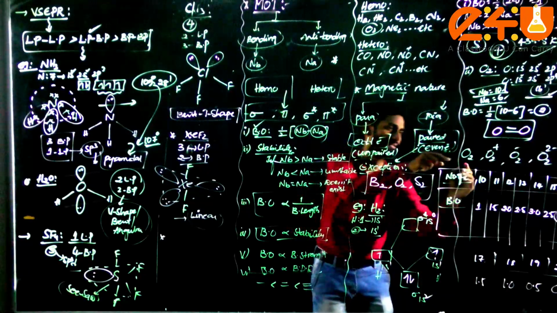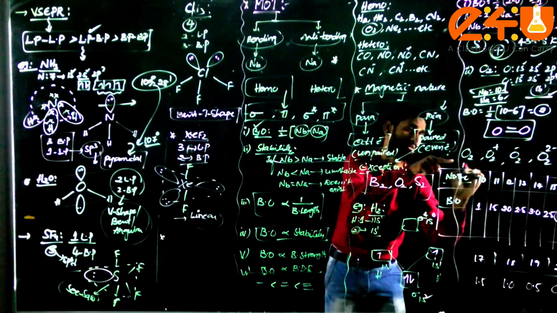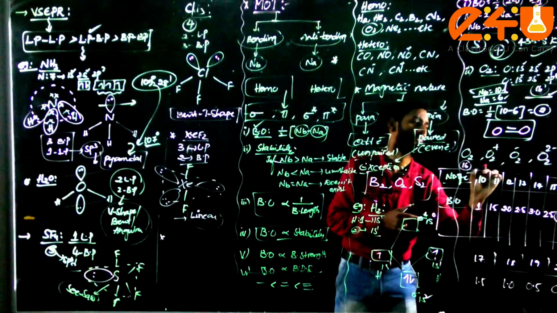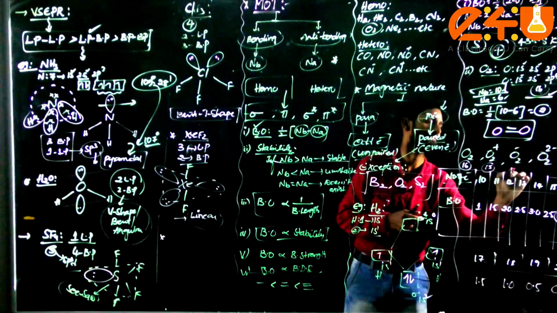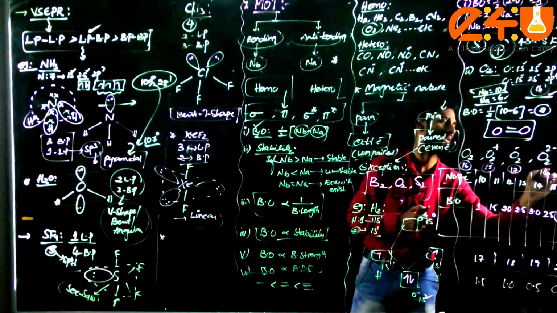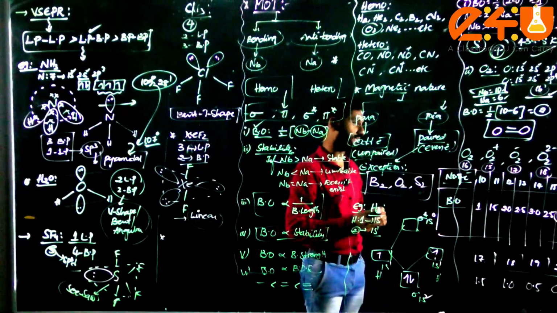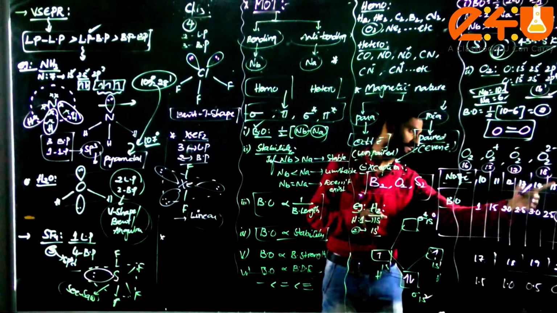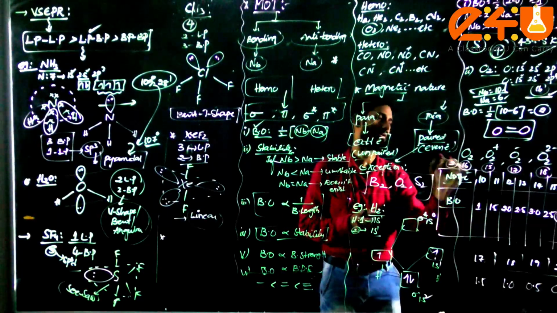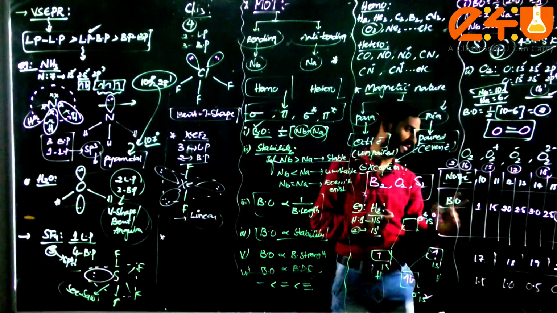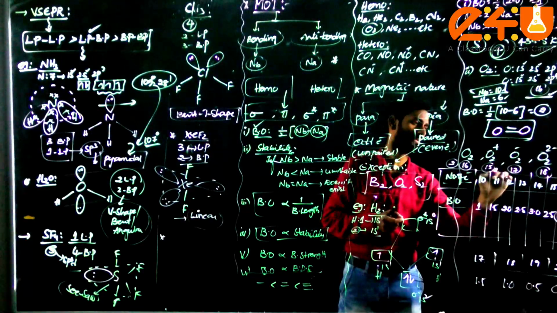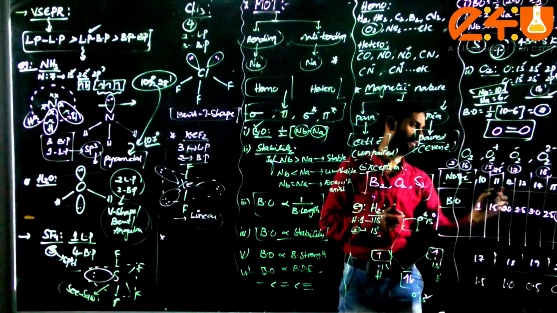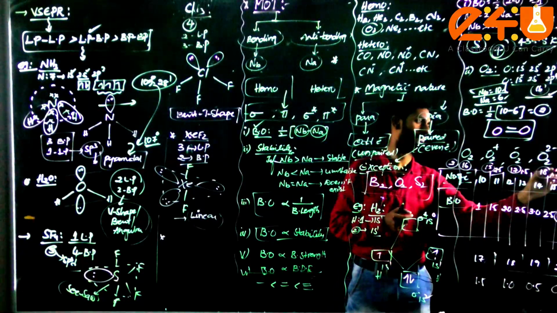Now let me take the number of valence electrons. For O2 it is 16, for O2 plus it is 15, since plus means minus 1 electron, for O2 minus it is 17, and for O2 2 minus it is 18. Now you can easily calculate the bond order without getting confused. For 16, bond order is 2. For 15, we can take 2.5. For 17, bond order is 1.5, and for 18, bond order is 1.